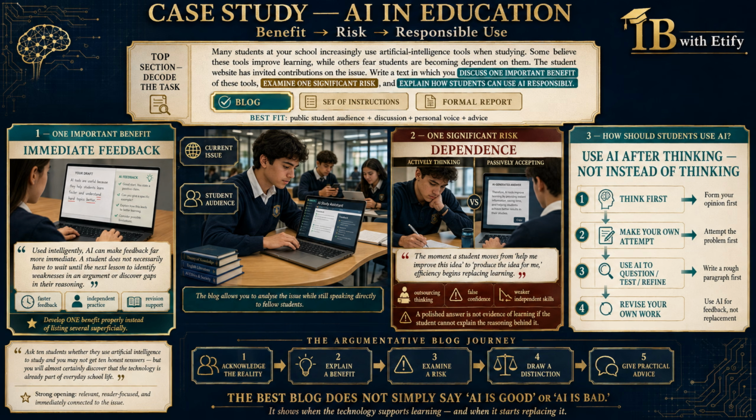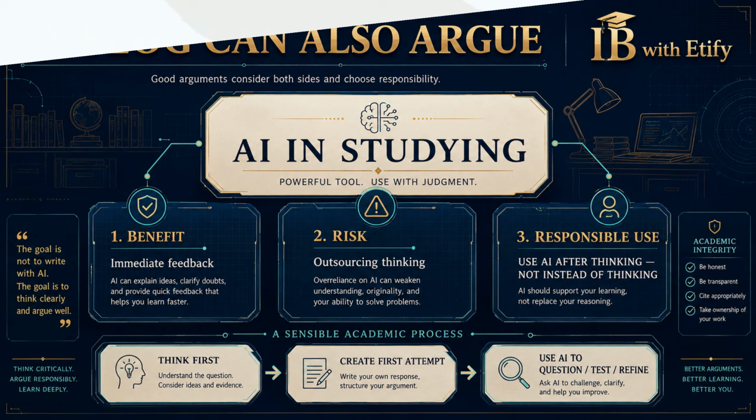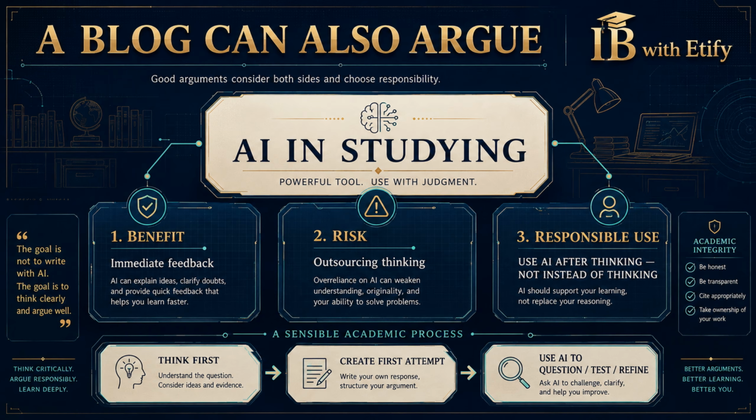Finally, a principle. My rule is simple. Use AI after thinking, not instead of thinking. Attempt the problem first. Form an opinion first. Write a rough paragraph first. Then use technology to question, test, or refine what you have produced.